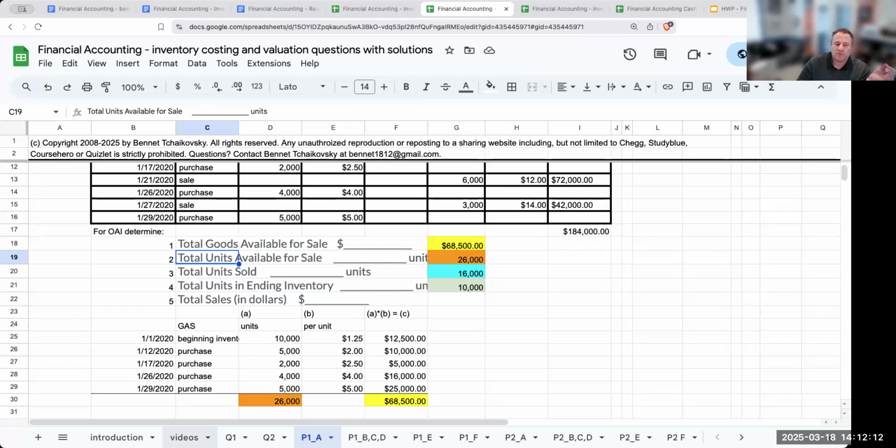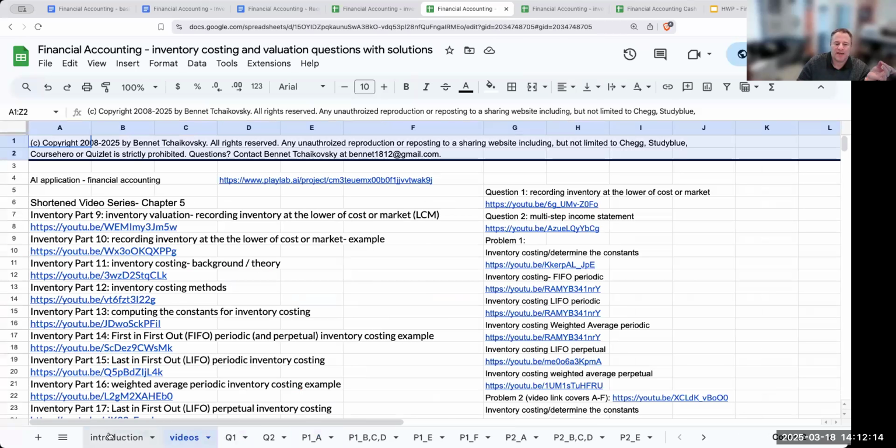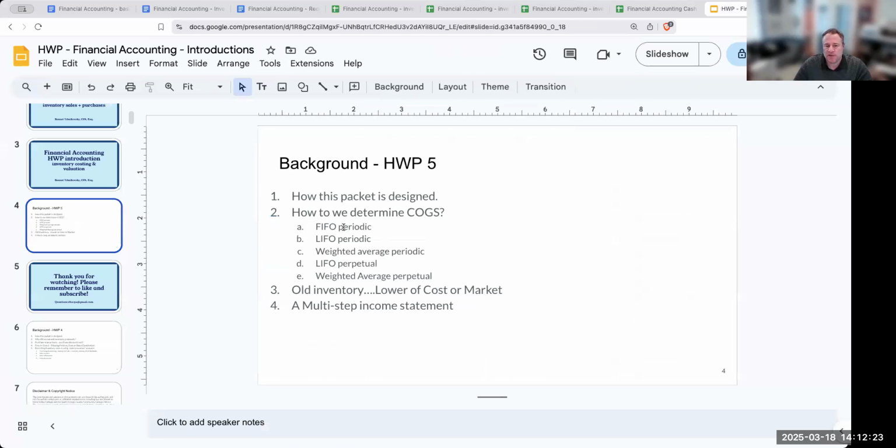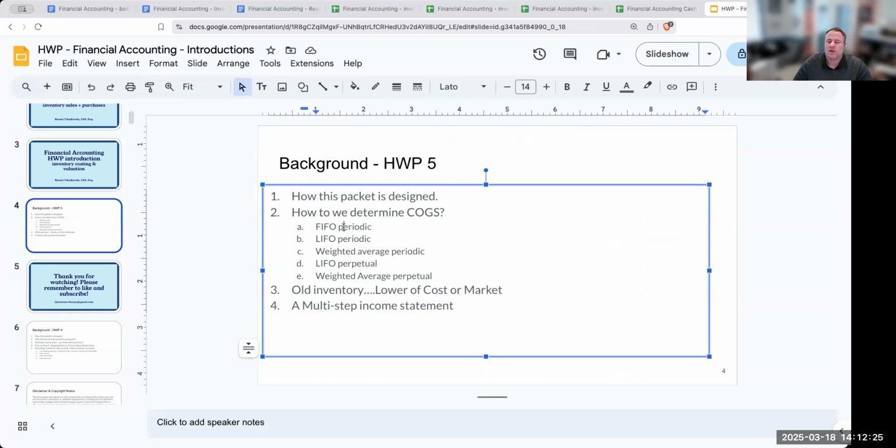What we're trying to do is assign those costs to cost of goods sold. Now, the way we're going to do it is through different inventory methods: FIFO periodic, LIFO periodic, weighted average periodic, LIFO perpetual, and weighted average perpetual.